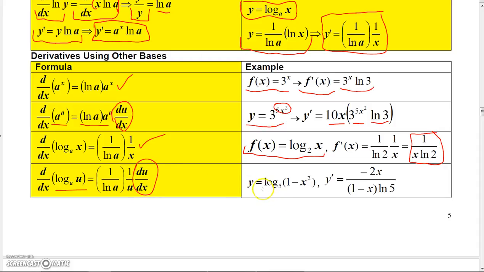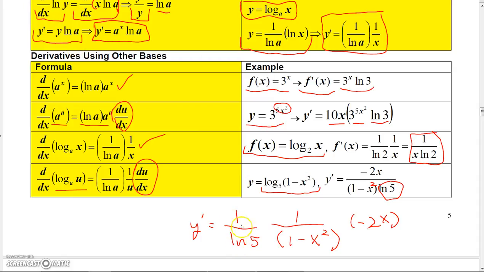So if I wanted to find the derivative of log of 1 minus x squared base 5, well, I would have 1 over natural log of a, so that's where the natural log of 5 comes in the denominator, and then I have 1 over u, so that should be 1 minus x squared there, so 1 over 1 minus x squared, and then times the derivative of 1 minus x squared. Just a second, I'll show it to you in a little better format.